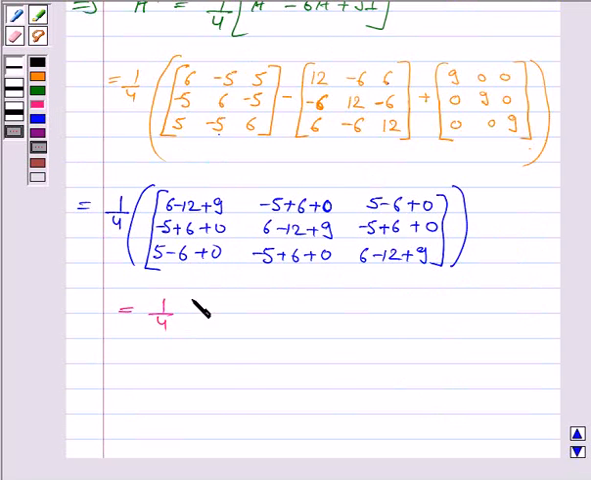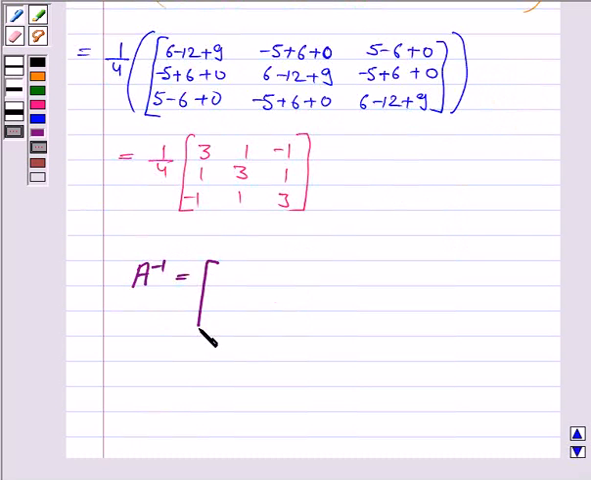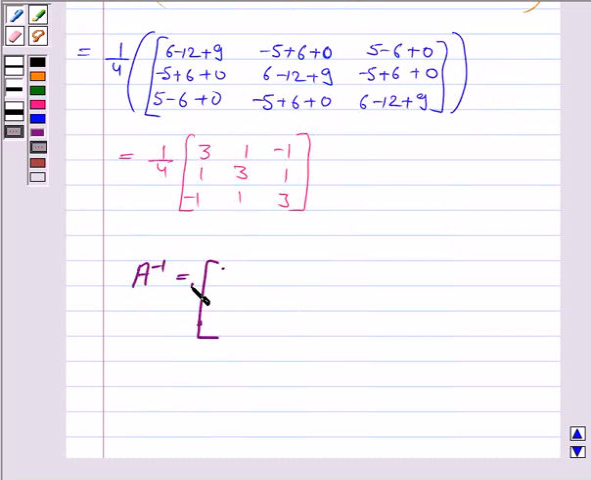and hence it is equal to 1 by 4 into 3, 1, minus 1, 1, 3, 1, minus 1, 1, 3. So this is the A inverse. Hence, A inverse is equal to 1 by 4, 3, 1, minus 1, 1, 3, 1, minus 1, 1, 3, which is the answer.